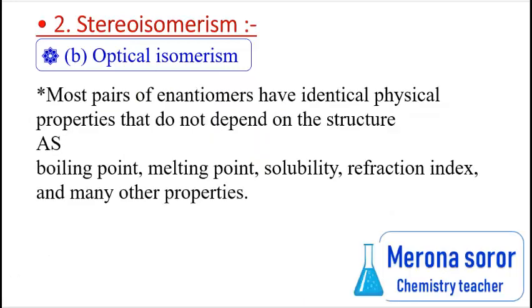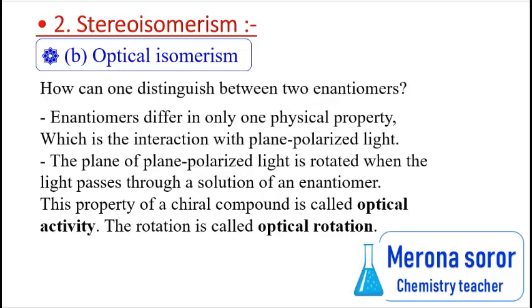Most pairs of enantiomers have identical physical properties that do not depend on the structure, such as boiling point, melting point, solubility, refractive index, and many other properties. Enantiomers differ in only one physical property, which is the interaction with plane polarized light.